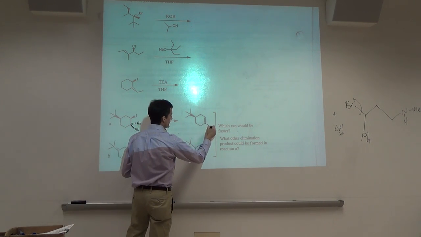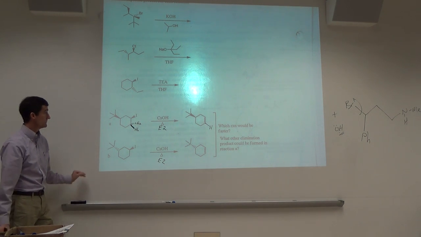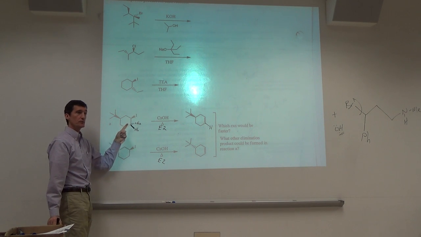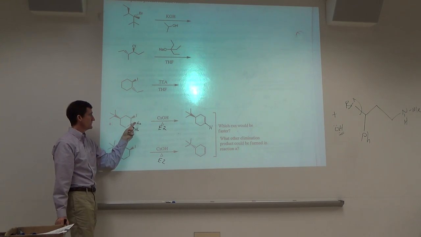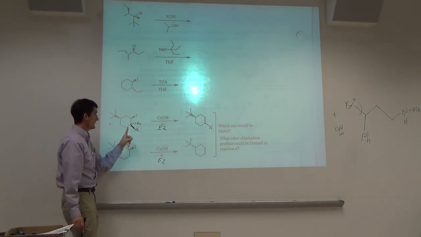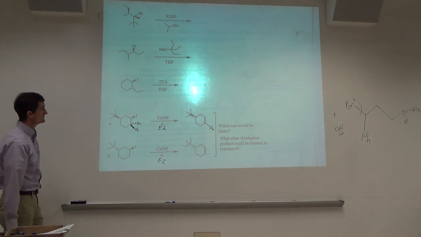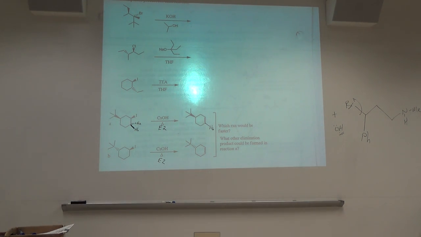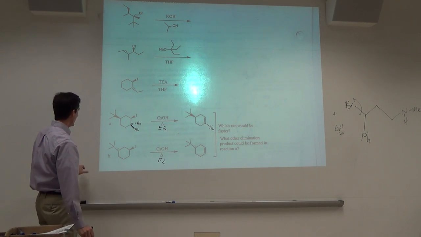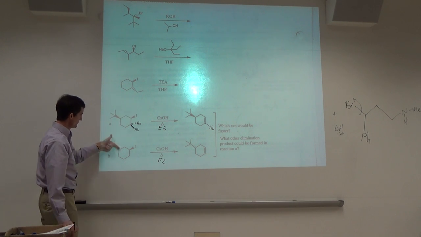Which H is being removed? Alpha. The one that's trans to the leaving group or the one that's cis? Trans, because it would be anticoplanar. HB would remain. Which would be faster? What's the difference in these? The difference is here the T-butyl group is cis to the leaving group, here it's trans to the leaving group.